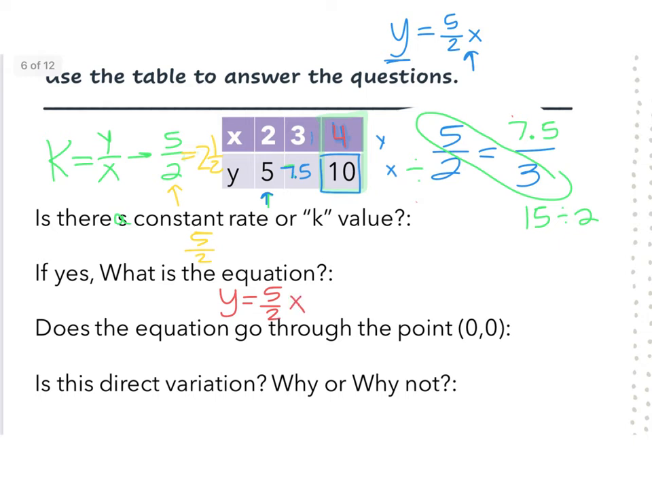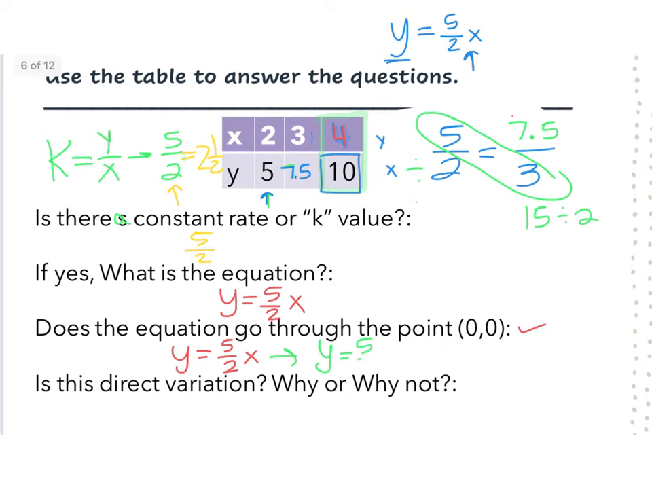Does the equation go through the point 0, 0? Yes, it does. Remember, if we use this equation, y equals 5 over 2x, if we plug in a 0 for one of the points, either the y or the x, let's plug it in for the x.